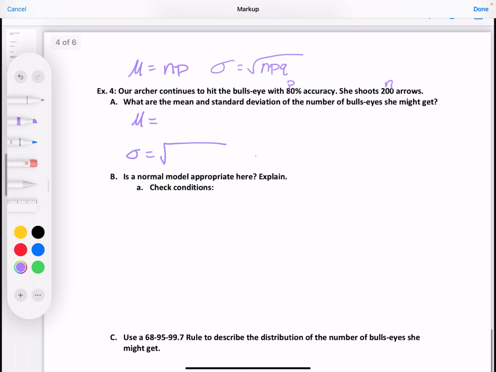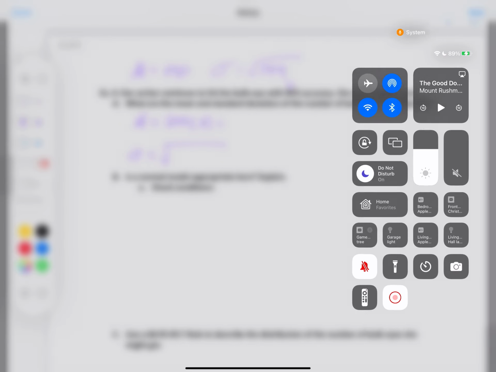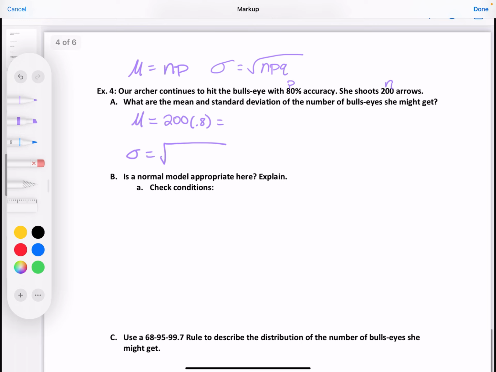All right, so mean is n times p, so 200 times 0.8. Probably should get out my calculator. 160.